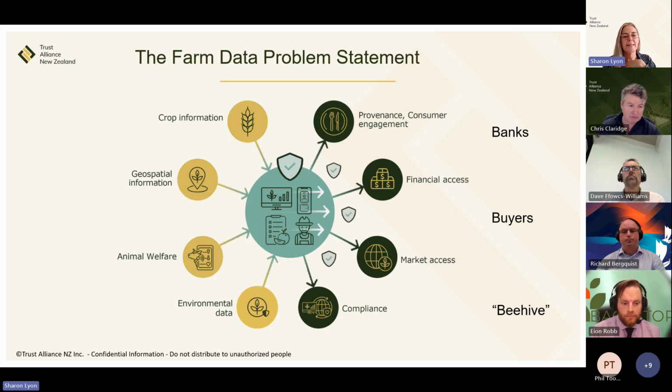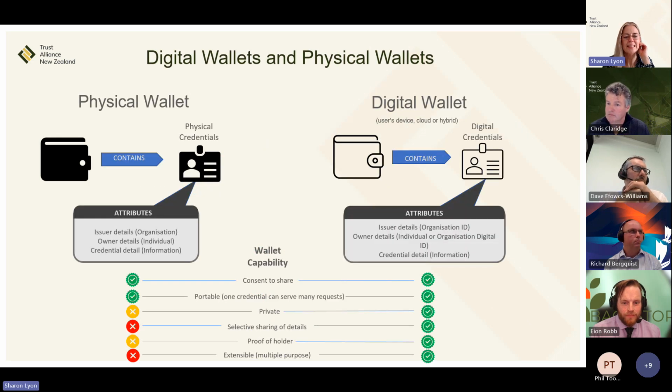But this was basically the data problem. Multiple sources of information, farmer sitting in the middle, and then needing to have those same or similar pieces of information for multiple reasons. And we broadly talked about the 3 Bs, the banks, the buyers, and the beehive from a compliance point of view. So that was a problem statement. I'm going to whiz through this because you guys understand all of this, but I had to explain it.